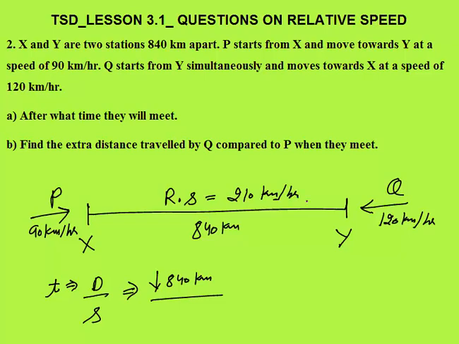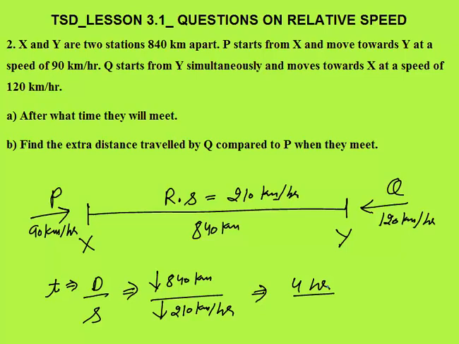What is the meaning of relative speed? Increase or decrease in gap per unit time. Here by common sense, the gap between P and Q will reduce. So the gap is reducing at a speed of 210 kilometer per hour. That is the meaning of relative speed. So how much time it will take? 4 hours will be your answer for the first question.